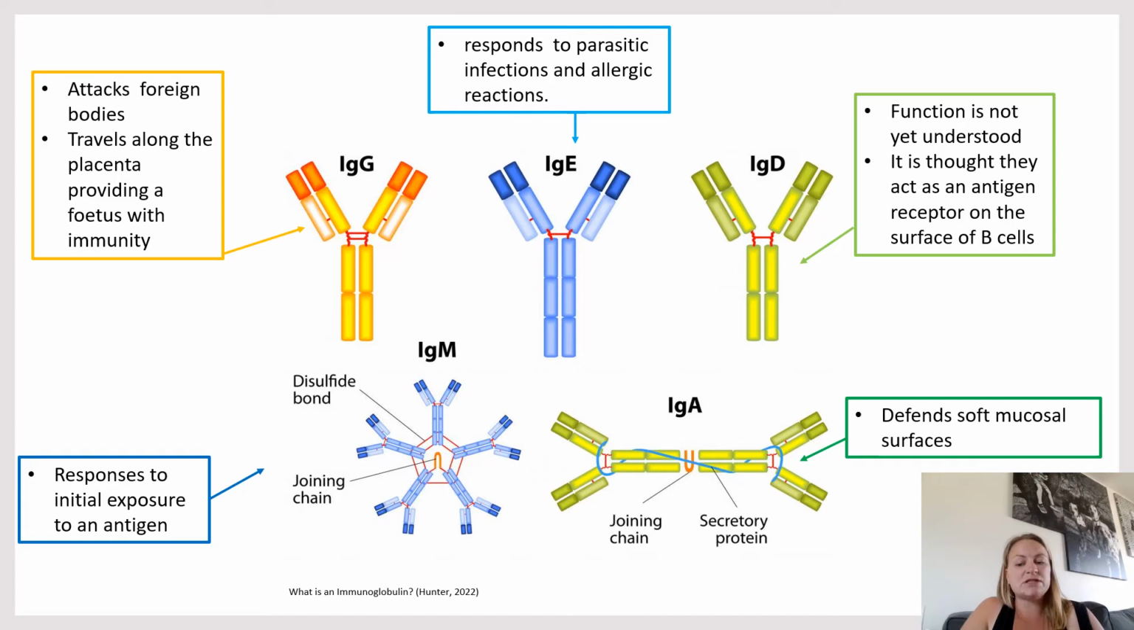Immunoglobulin A defends the surfaces surrounding the mucous membranes. Immunoglobulin M differs in structure from the other immunoglobulins and is the first antibody to respond to antigens. Immunoglobulin E is present at low levels in the body, but increases significantly in response to parasitic infections and allergic reactions. And lastly, immunoglobulin D acts as an antigen receptor on the surface of B cells in the bloodstream.